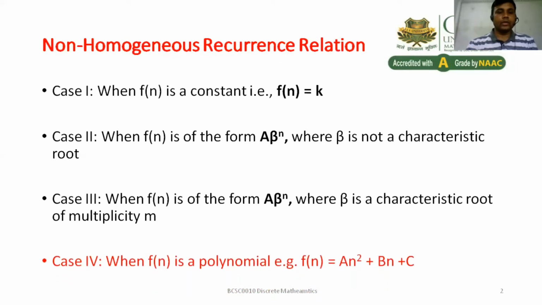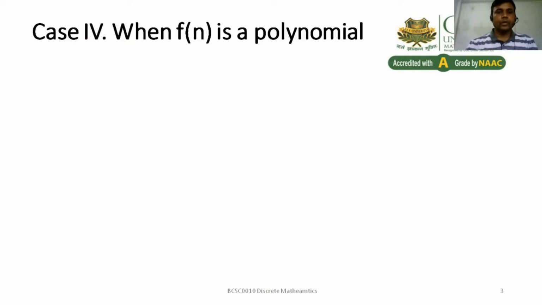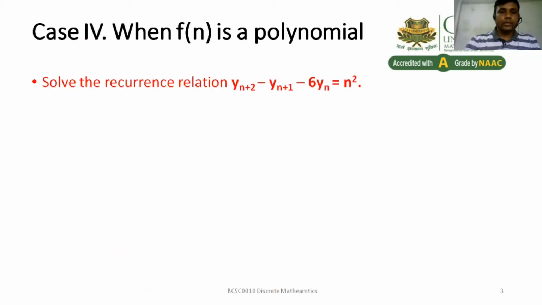Now we are going to discuss the fourth case, whenever this Fn part is a polynomial, likewise you can say Fn equals an square plus bn plus c. This is a polynomial of degree 2. So how to solve any non-homogeneous recurrence relation whenever the non-homogeneous part is a polynomial? This is what we are going to discuss in this video. Let us understand this by one example.